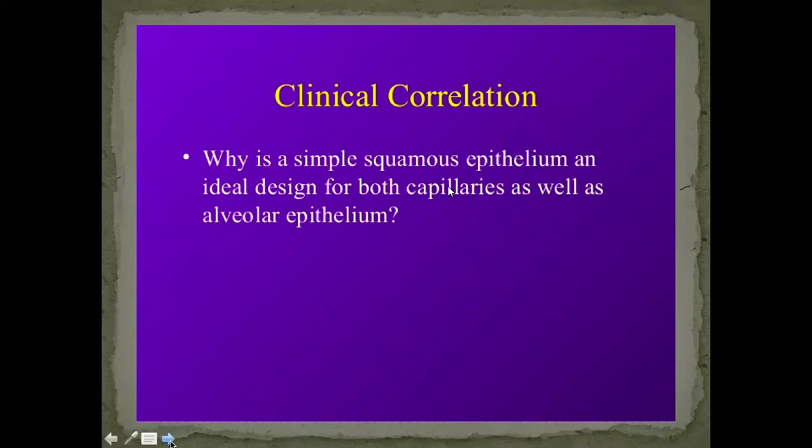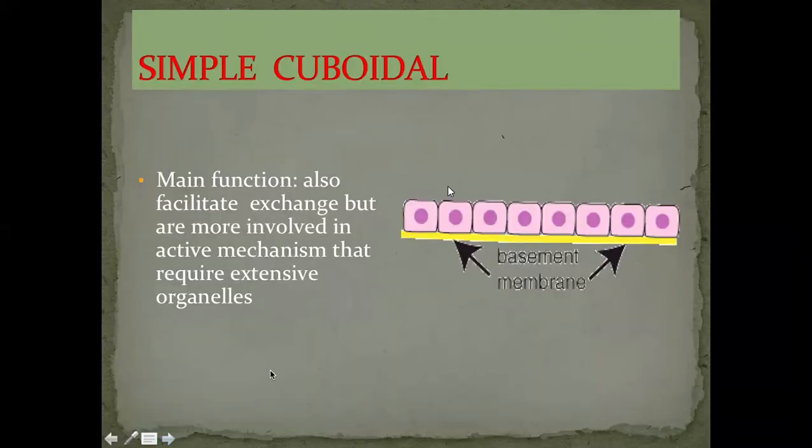So application yan, no? So hindi ibig sabihin, bakit ba kailangan natin mag-aral ng epithelium? Bakit kailangan natin mag-aral ng ganyan? It's in order for you to know this one. Okay? So the clinical correlation or the application clinically. Okay? So we are done with the simple squamous. Let's go to the simple cuboidal. Okay, box-like. So the main function also is to facilitate exchange, but are more involved in active mechanism that require extensive organelles.